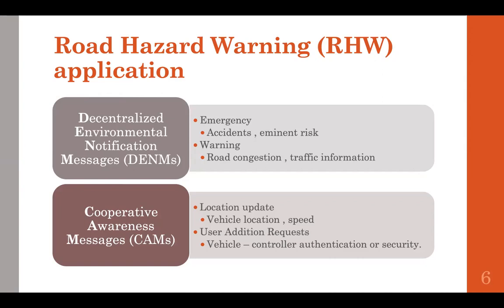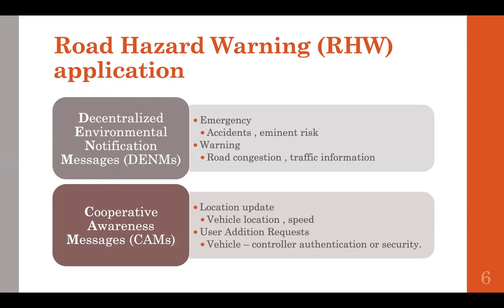area to be covered. So for example, if you have an accident, you just want certain vehicles within a certain radius to stop. You don't want a big radius of cars to stop. So that is what emergency messages are. Warning messages are more like roadside congestion and traffic information.